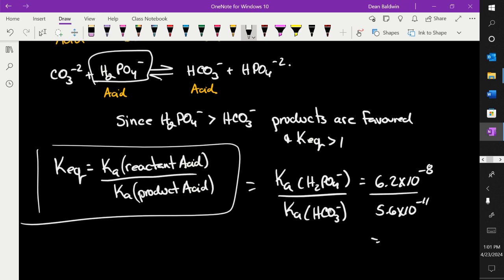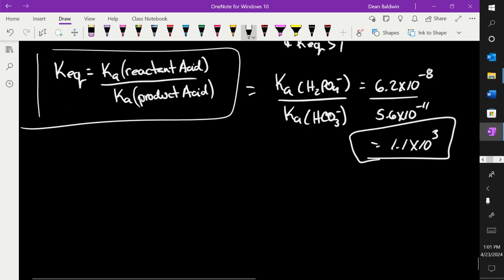And if you divide those, you get 1.1 times 10 to the 3, which is 1,100, right? It's bigger than 1. That's all that matters. Okay? So if you divide those Kas, you get this number. All we care about is that it's bigger than 1, which means products are favored, right?